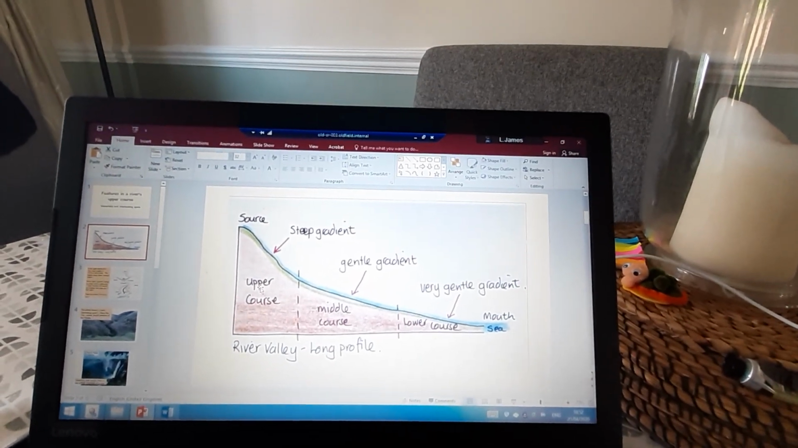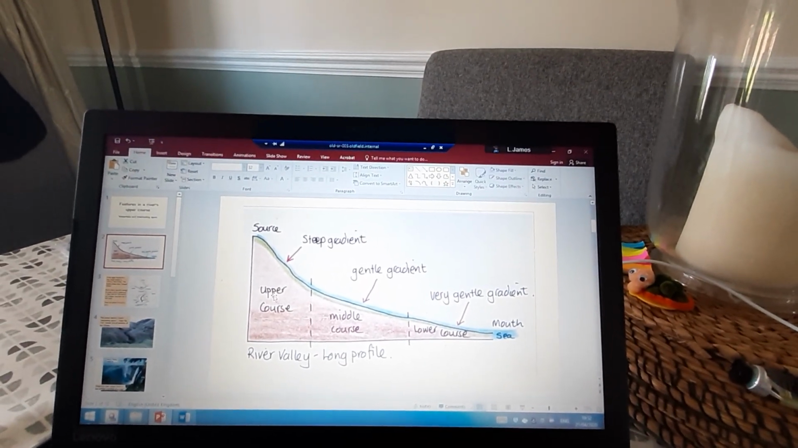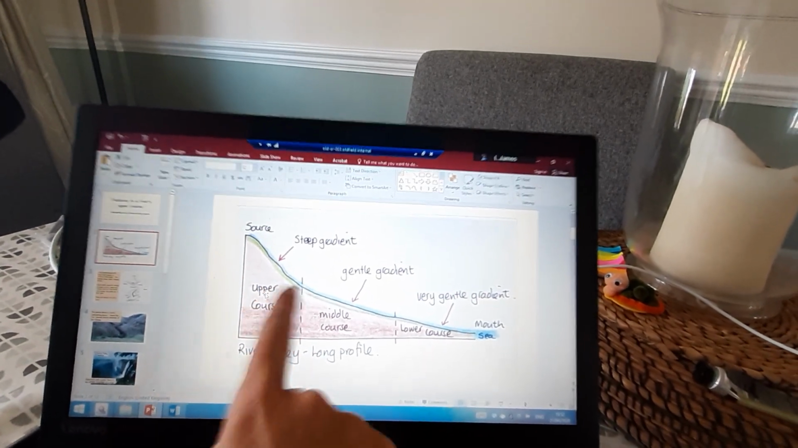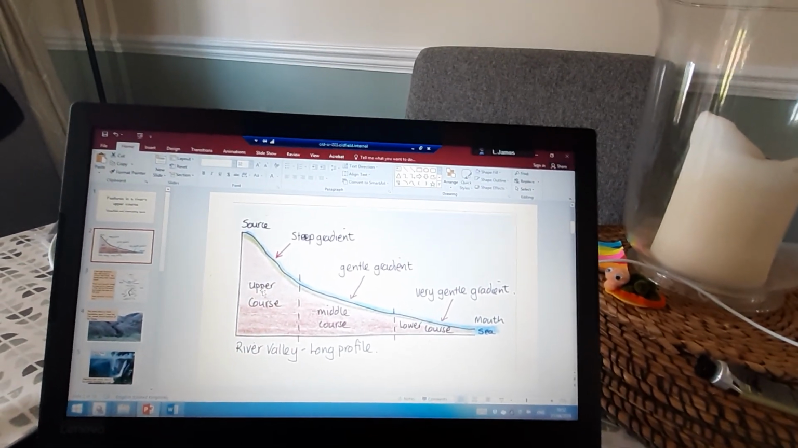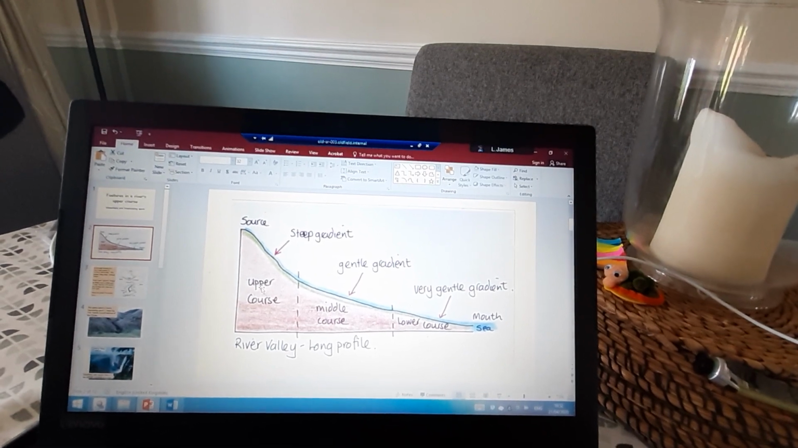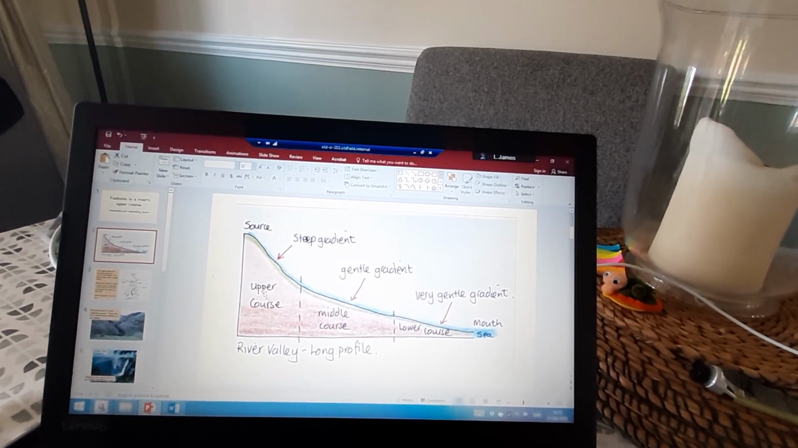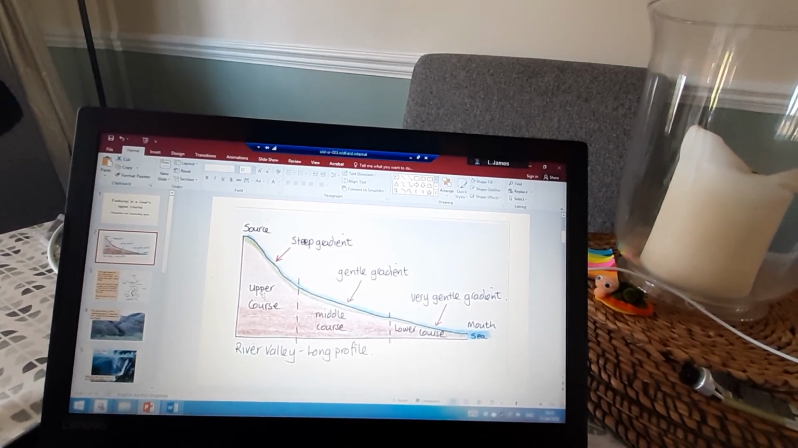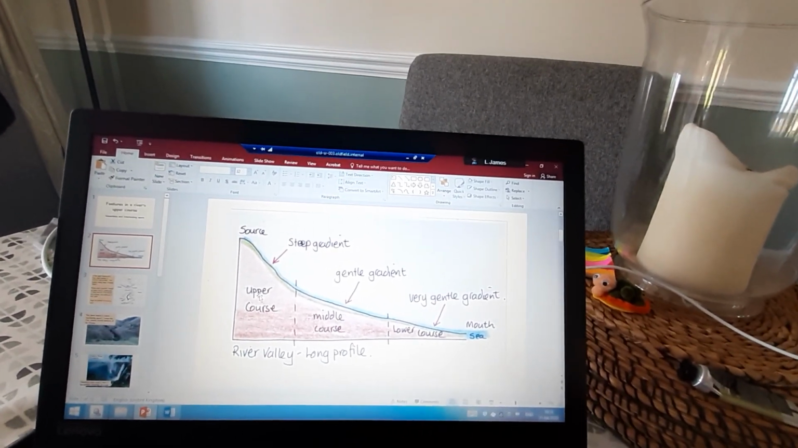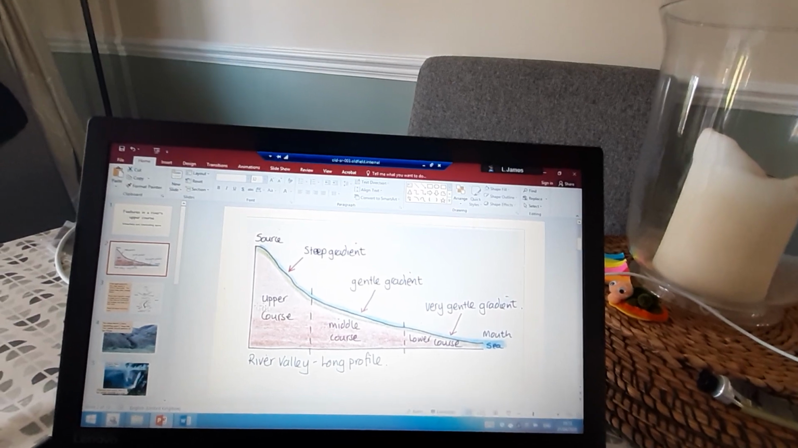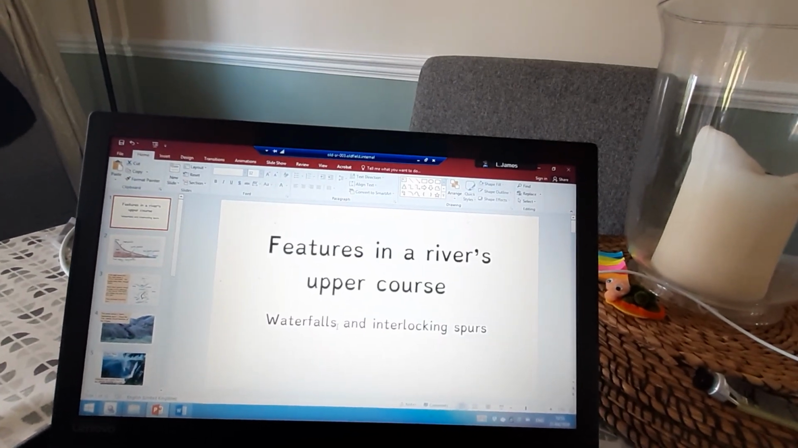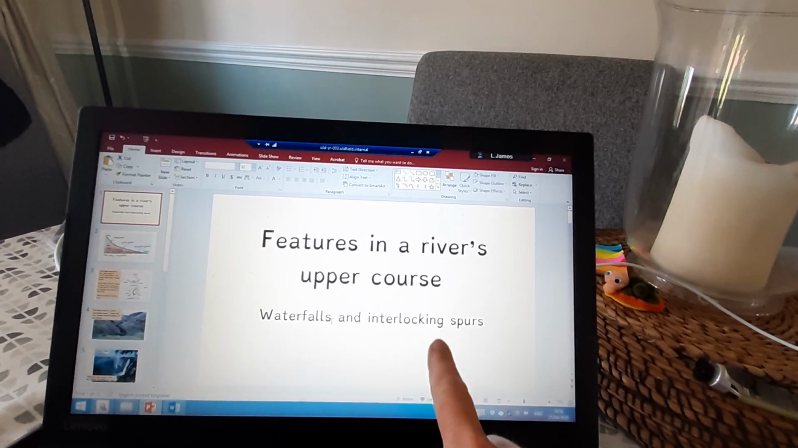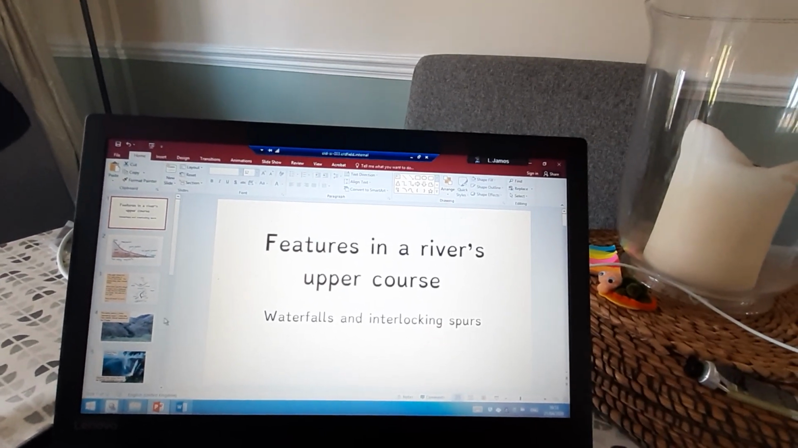So what kind of features do you get in this first section of a river, where the gradient of the river, the slope of the river, is still quite steep? The river channel itself is quite narrow. It's up in the hills, the river's quite fast flowing, and there's mainly vertical erosion going on. It's eroding the land downwards. Okay, and there are two types of features we're going to focus on today, waterfalls and interlocking spurs. We're going to do this one first, interlocking spurs.